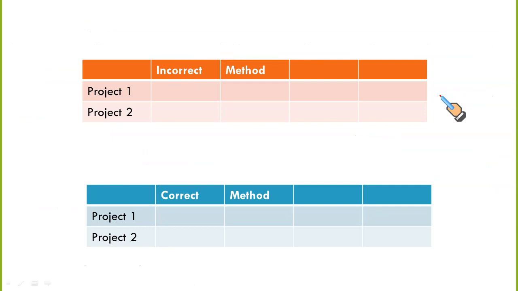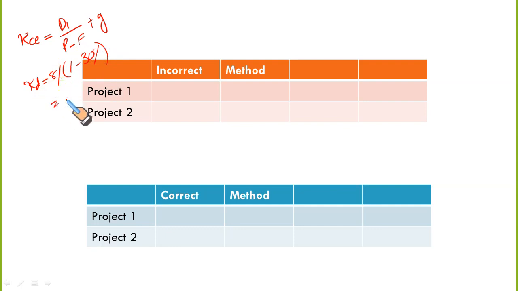Right, now first we need to calculate the cost of common equity under the conventional method. So it's going to be D1 upon the current market price minus the flotation cost, plus growth rate. This is the cost of equity. How do we calculate the cost of debt? Cost of debt is equal to the coupon given, 8%, into 1 minus tax rate. Cost of debt will be 8% into 0.7. That will be 5.6%.